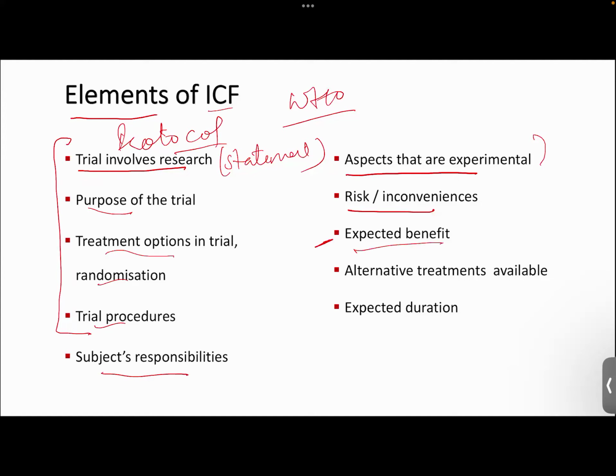Expected benefit, for this maybe you can refer to the IB, the investigator brochure. Or what alternate options are available, because this is also an important aspect when you are taking a consent. You can say that, okay, if you are not ready to participate in this trial, what other treatments are available in the market. Standard of care, basically. Expected duration: how long will this trial be? Is it 2 years? Is it 5 years? Or is it 6 months? Whatever it is, you have to share it with the patient.